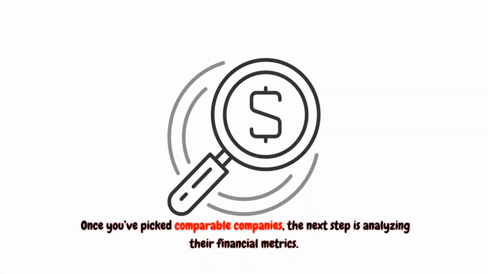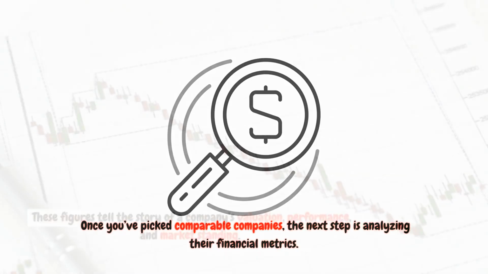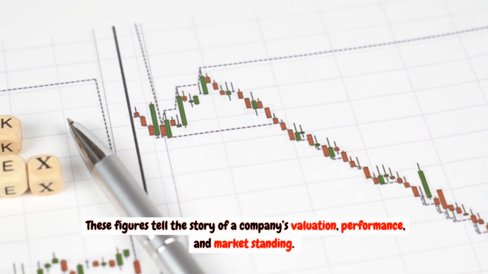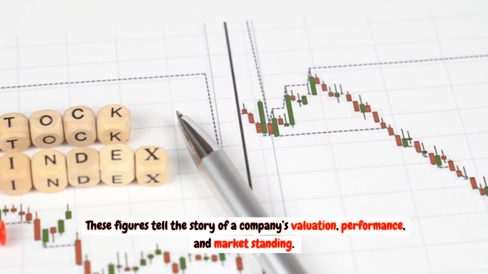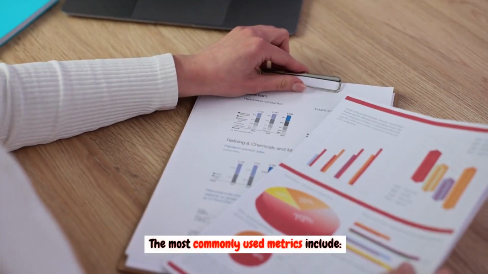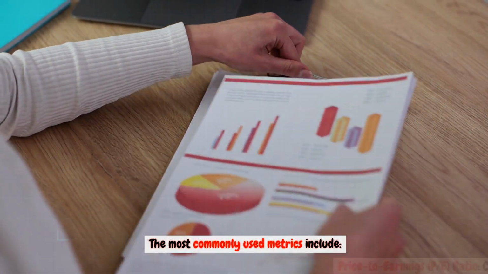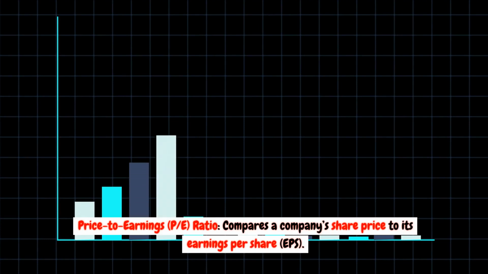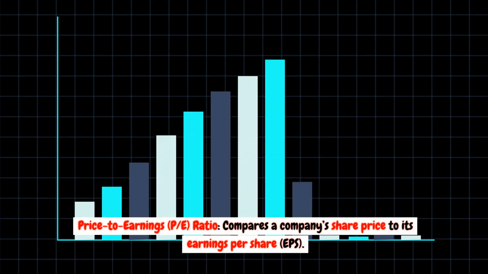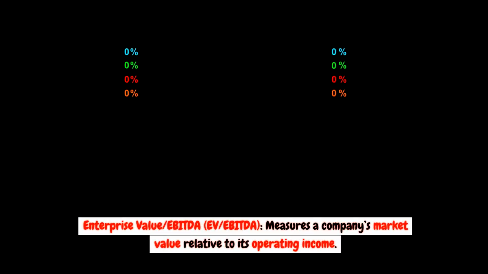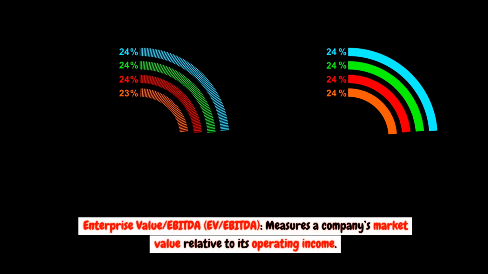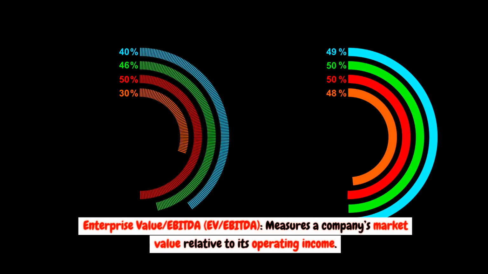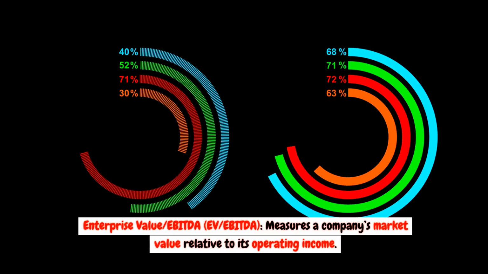Once you've picked comparable companies, the next step is analyzing their financial metrics. These figures tell the story of a company's valuation, performance, and market standing. The most commonly used metrics include price to earnings, P/E ratio, which compares a company's share price to its earnings per share, EPS. Enterprise value to EBITDA, EV/EBITDA, measures a company's market value relative to its operating income.